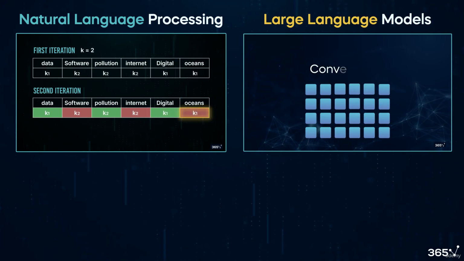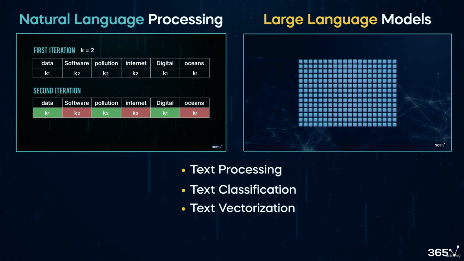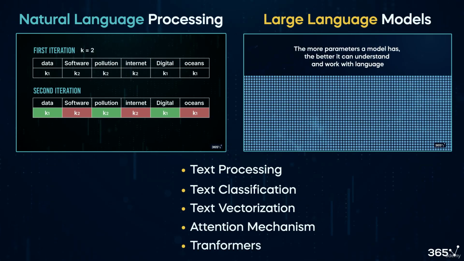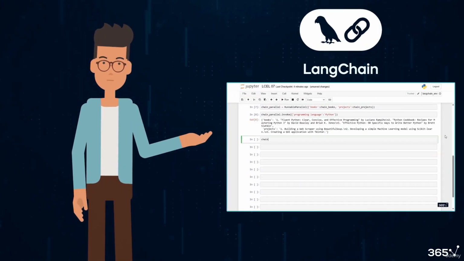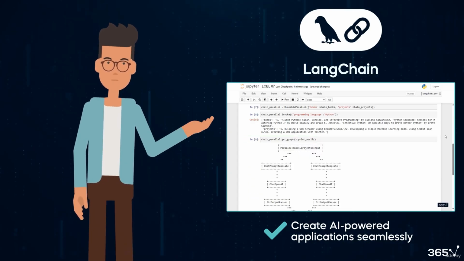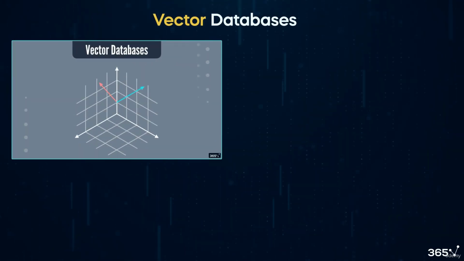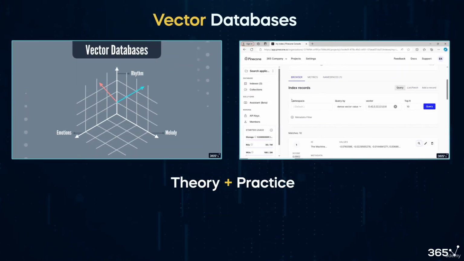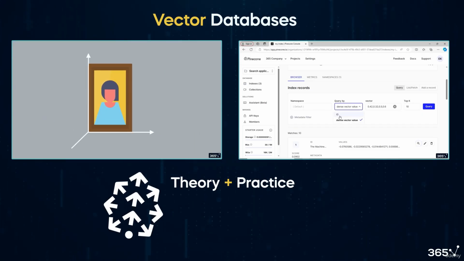We'll cover essentials like text processing, classification, vectorization, the notable attention mechanism, and how transformers have revolutionized language models. After that, we'll work with the powerful LangChain Python library, learning how to create AI-powered applications seamlessly. As we progress through the bootcamp, we'll reach a module on vector databases. Here, we'll combine theory and practice by conducting semantic searches with the popular Pinecone vector database.